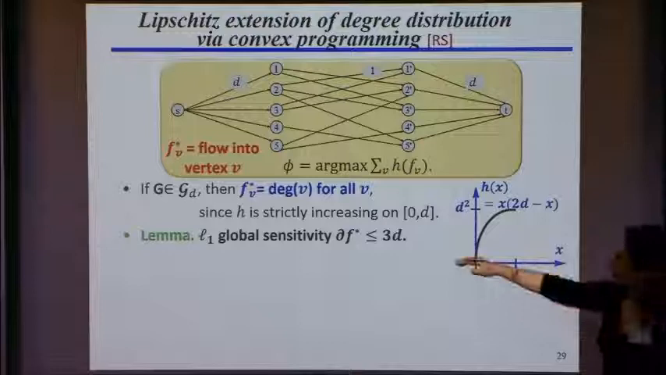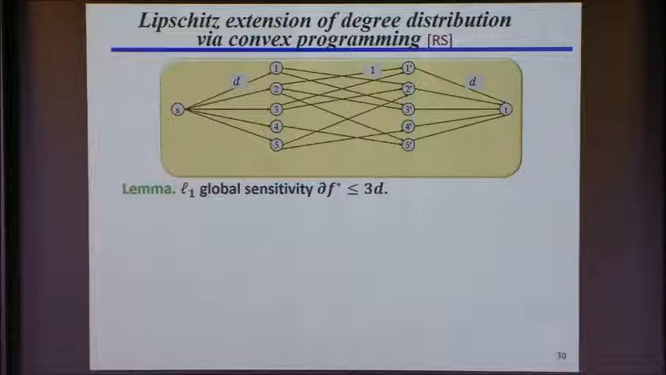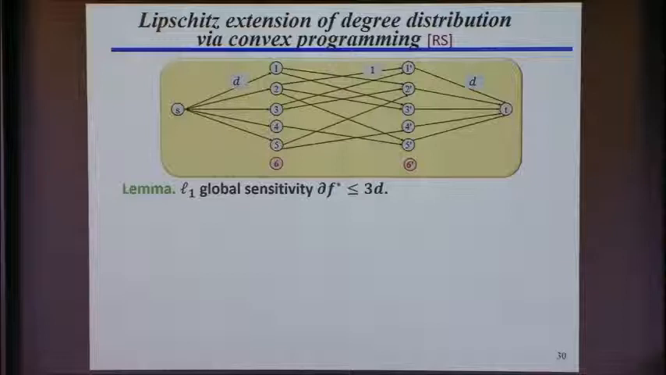This is the only thing that remains to do, just to prove that the L1 global sensitivity of this is at most 3D. Let me give you some intuition why it's true. Again, to analyze the global sensitivity, we just compare two graphs that are neighbors and look at the corresponding flow graphs for them.